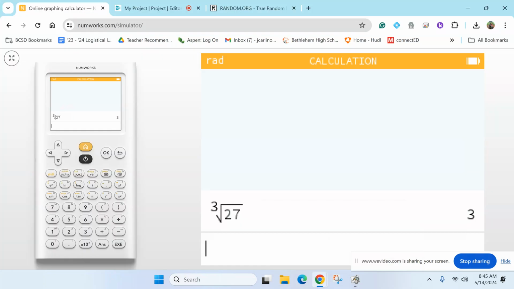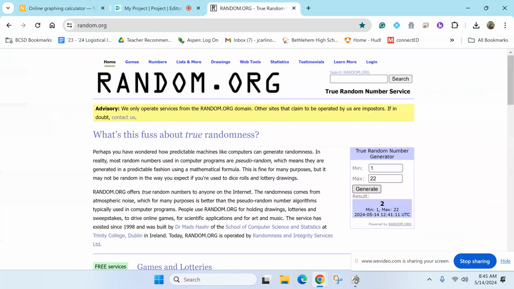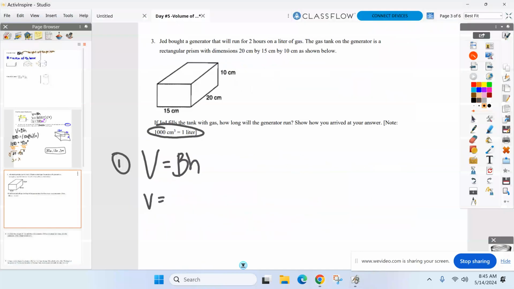When you have the volume of the generator, let me know, so we can fire this thing up with some gas. Lauren, when you have it, what do you got? 3,000 cubic centimeters. That's 15 times 20 times 10. How about that?